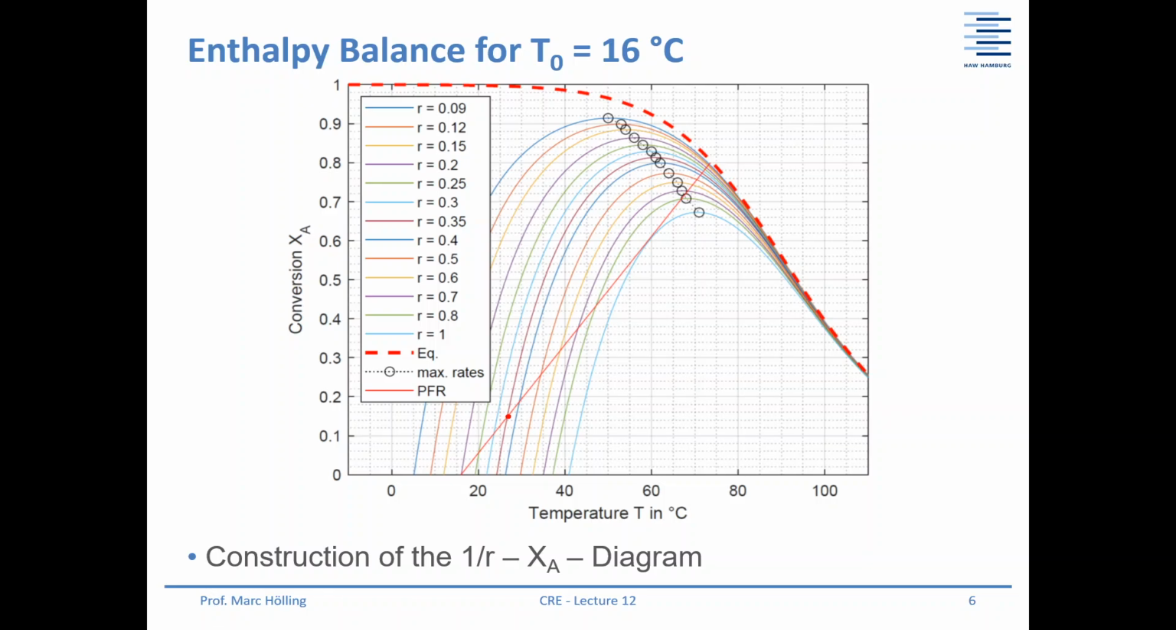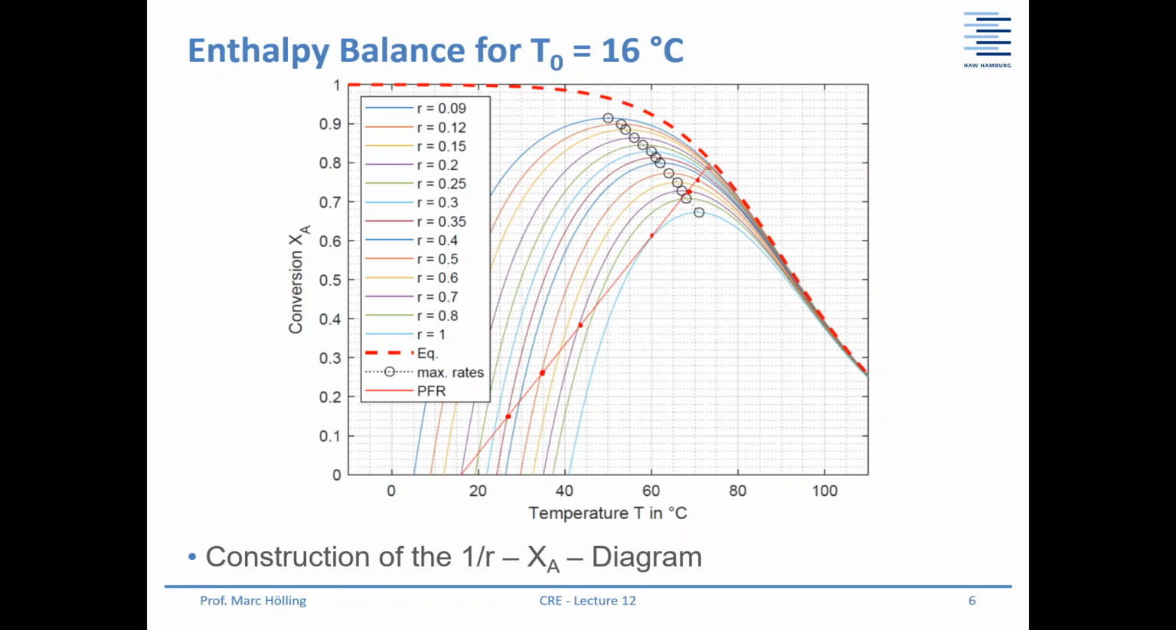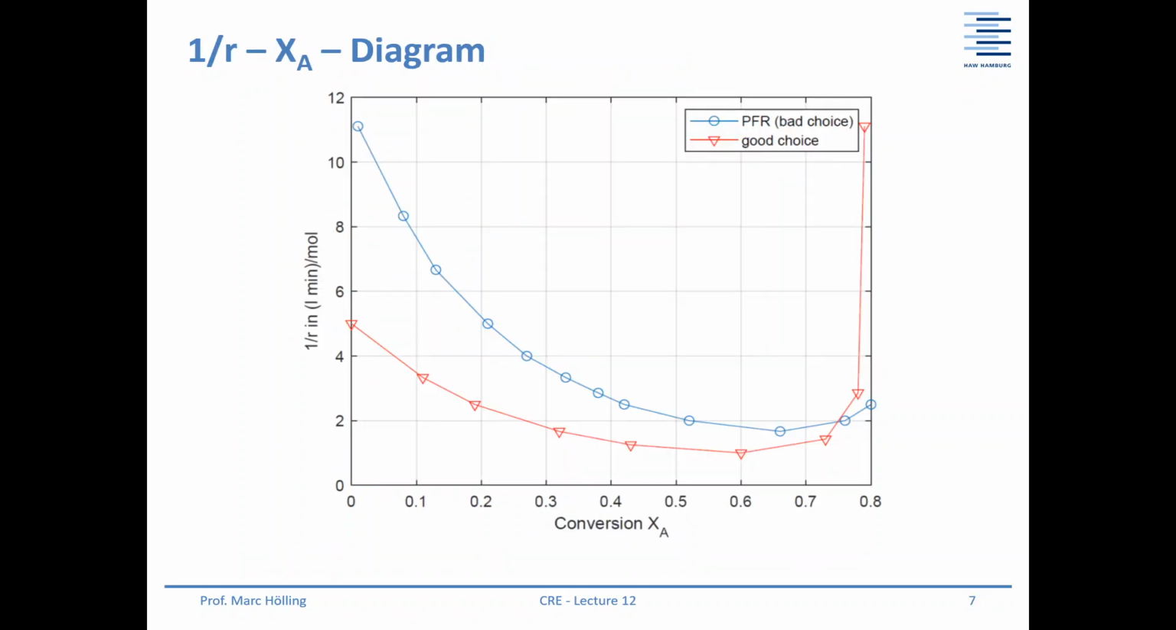And if we do it for all these points, basically here you don't have to use all the points, you just have to use sufficient points so that you can construct your diagram. And here it's not that easy to see, so this one, the last one, should be a reaction rate of, let's say, 0.09 or something like this. Okay, and with this we can construct this diagram.